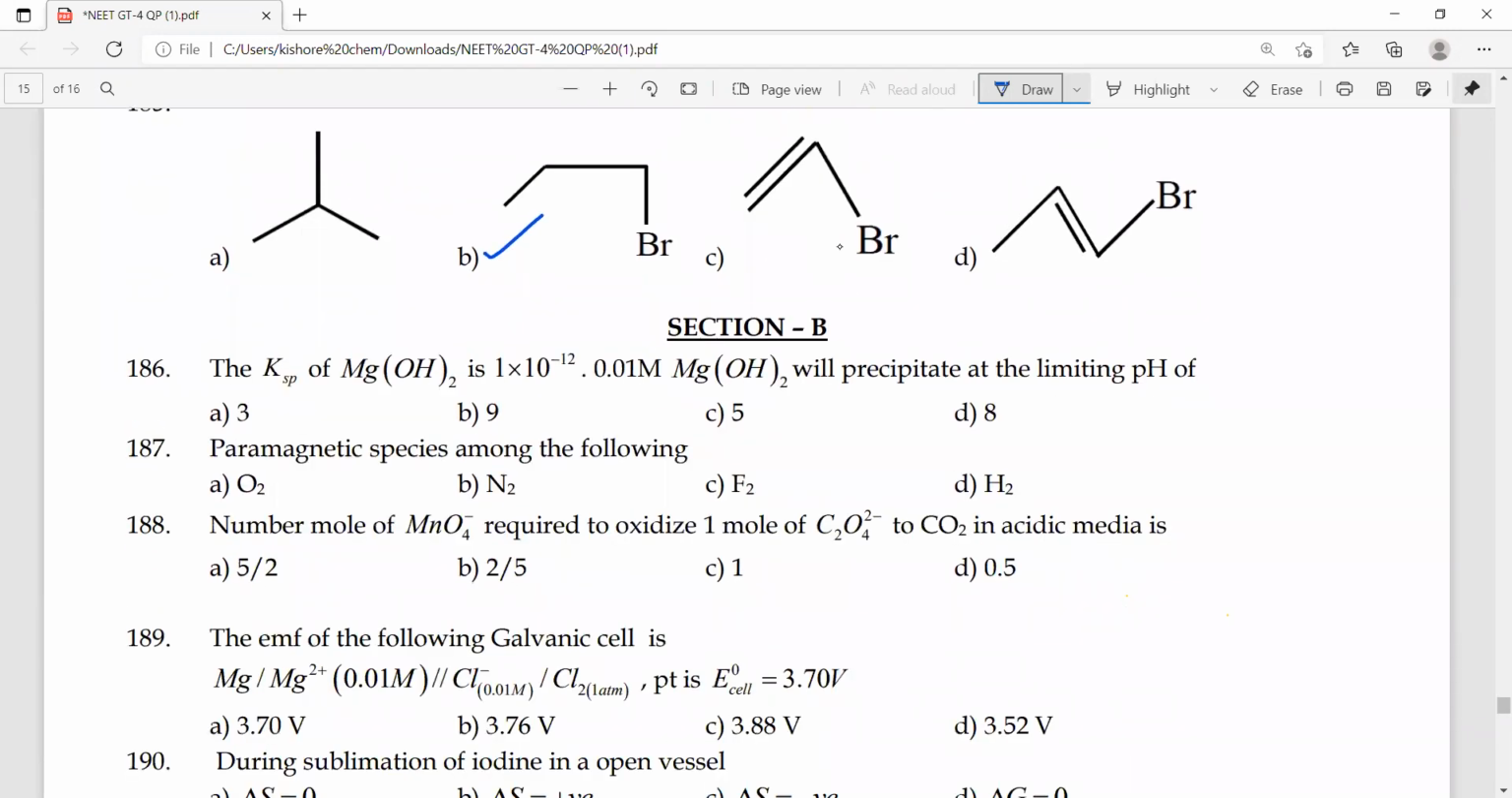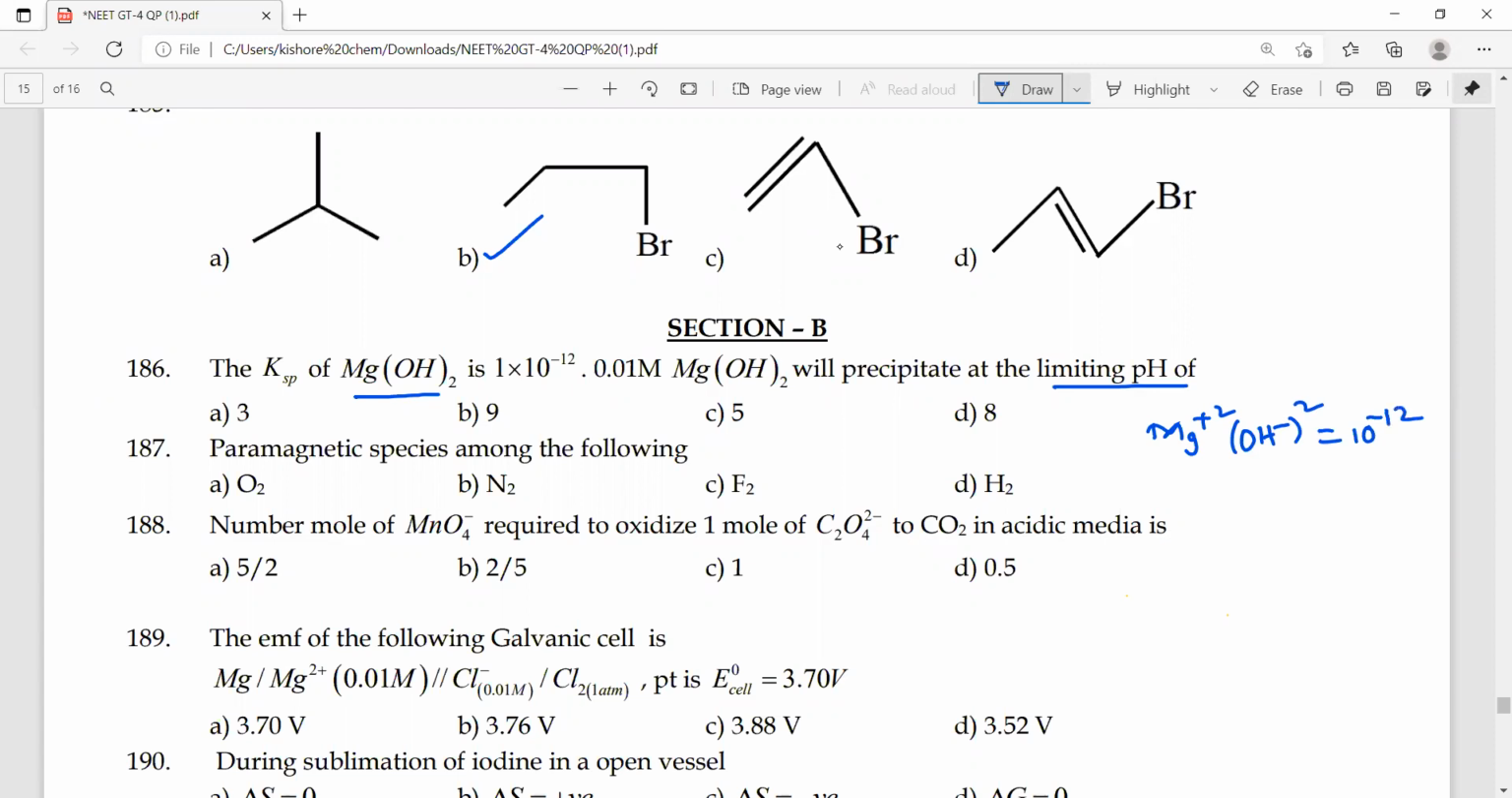Next one. Question number 186. Given magnesium hydroxide, in this 0.01 molar magnesium hydroxide precipitate, the limiting pH is asked. First, for magnesium hydroxide you write the Ksp value: Mg2+ times OH minus whole square is equal to 10 to the power of minus 12.